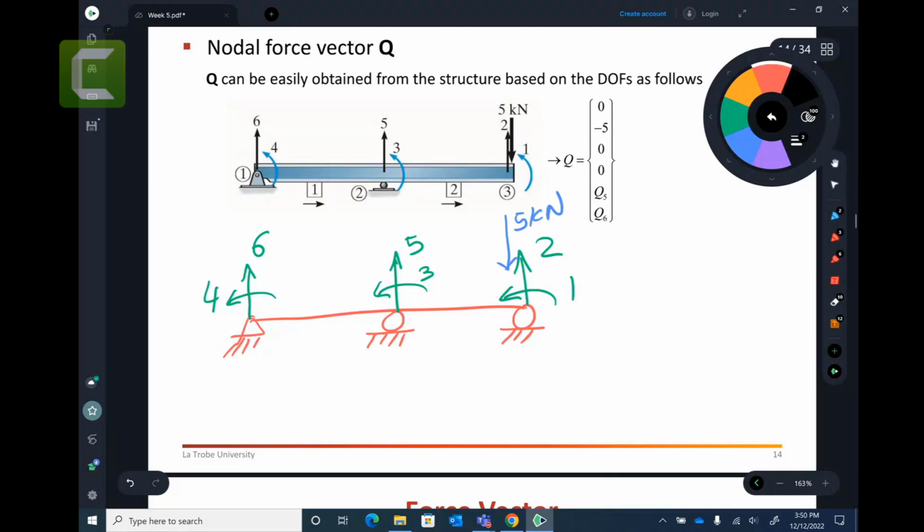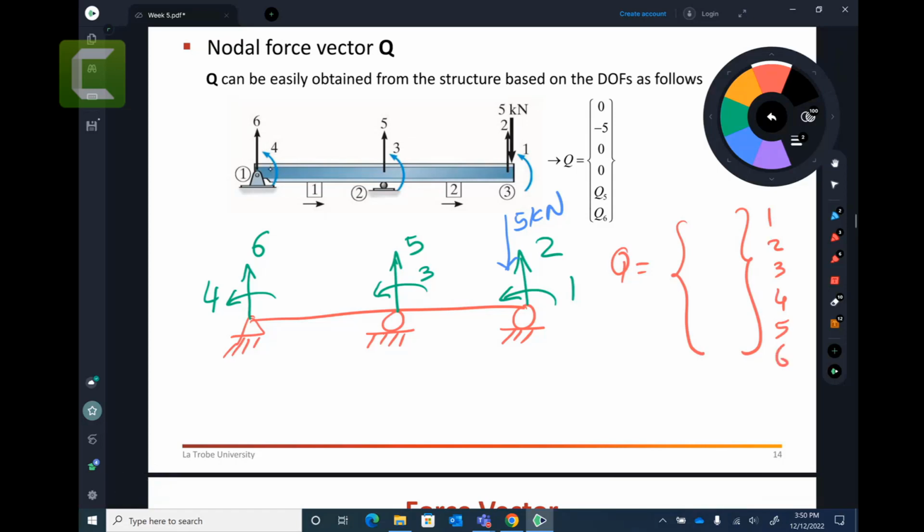So if you want to develop the Q matrix, then you can write Q with 2 curly brackets. How many degrees of freedom in total here? Total 6 degrees of freedom. So you can write 1, 2, 3, 4, 5, and 6. Now you can see at 1, there is no force. So you can put 0 there because there are no moments acting at 1. Okay, so that is 0.